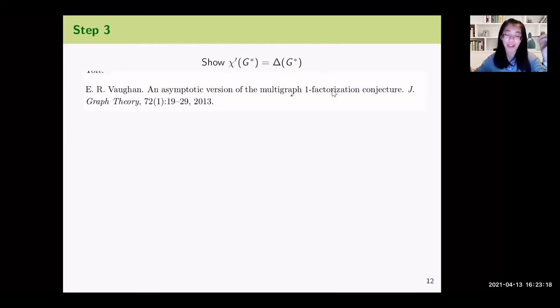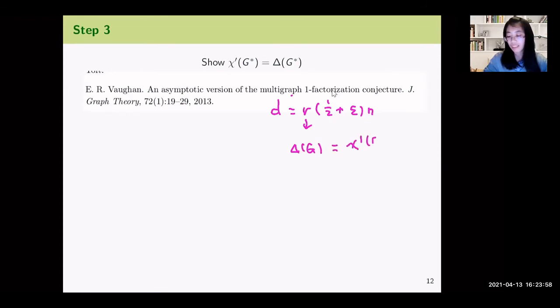So actually, to show this step, the idea was used by Yan Han when he did the work on the multigraph version of the one-factorization conjecture. Basically, you have a multigraph. If it is regular with degree d about r times (half plus epsilon) n, where r is the multiplicity of the multigraph, then for such a graph the chromatic index equals the maximum degree. That's the work by Yan Han. So the idea I used here is really to modify his idea from that work.